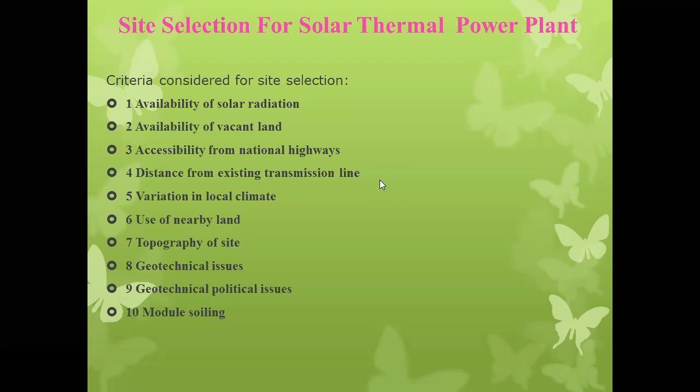Okay, in case of a solar tower thermal power plant, which type of reflectors are used, or what is its name? Yes, tell me. Name of the reflector mirror in solar tower. Tell me. Yes, anyone? Heliostat. Heliostat, okay, heliostat is correct.